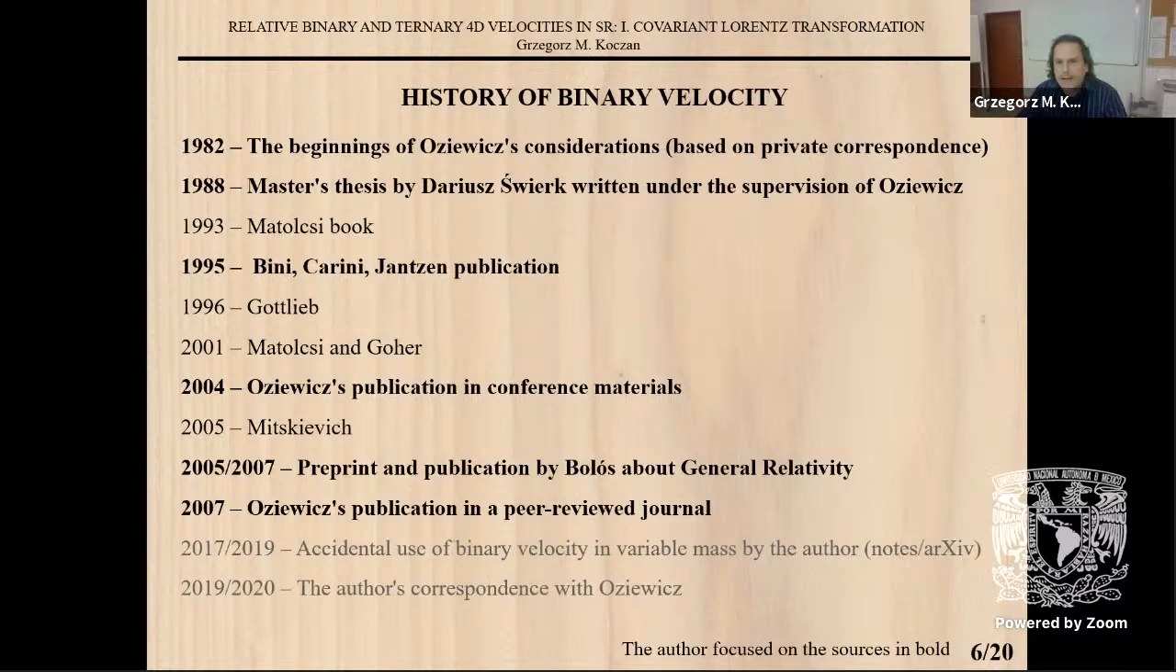As for the history of binary velocity, I think the most important date for us is 1988, because Dariusz Świerk was writing his master thesis under the supervision of Oziewicz. I think it is proof that Oziewicz was the first scientist who defined this notion, but several scientists defined this notion later. Formal publications by Oziewicz were in 2014 and 2007.